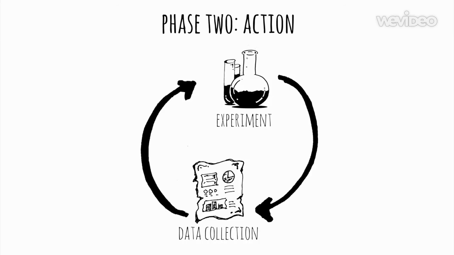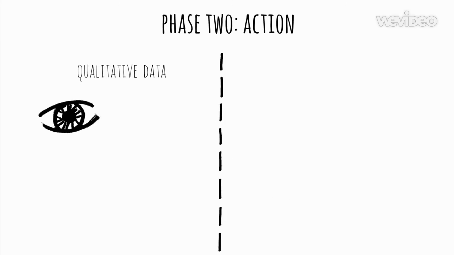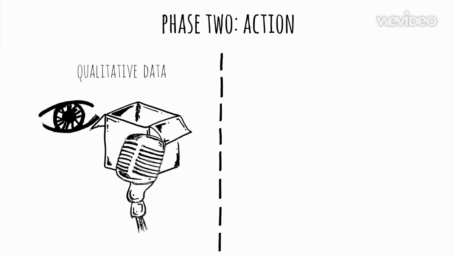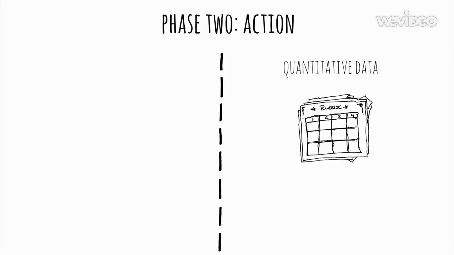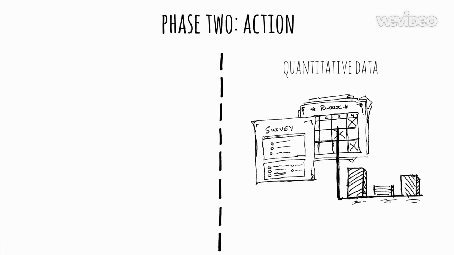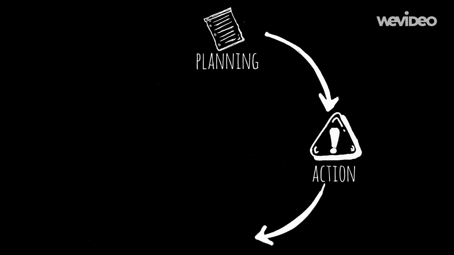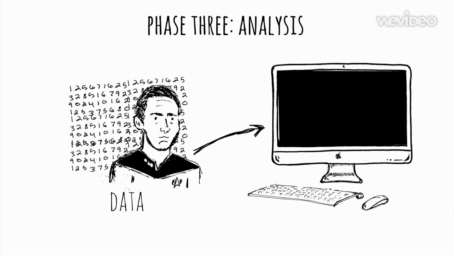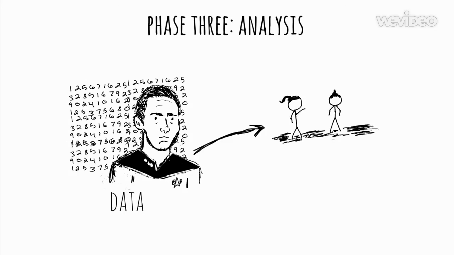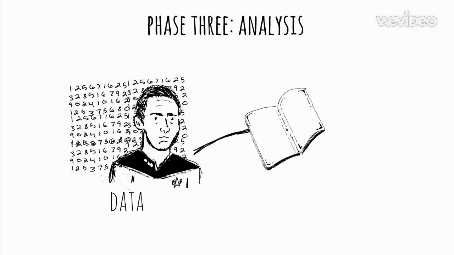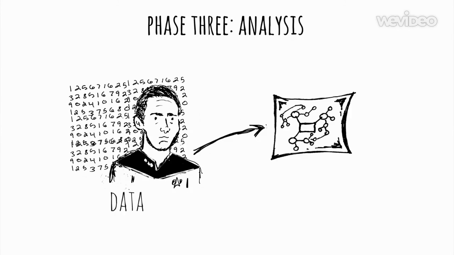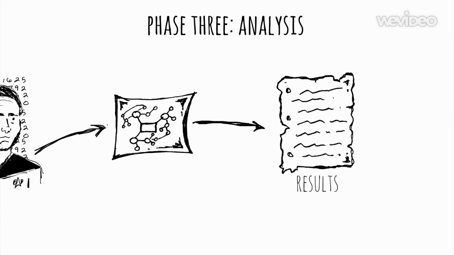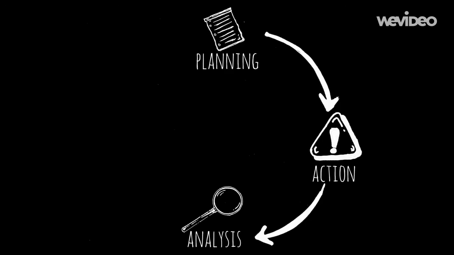Your data collection might include qualitative data like observations, artifacts, and interviews, or quantitative data like rubric scores, surveys, or achievement data. Afterward, you move to analysis. You'll often start by organizing the data with charts or graphs and looking for specific trends. You might also discuss it with peers, free write in a journal, or create a cluster map before eventually writing out your results.